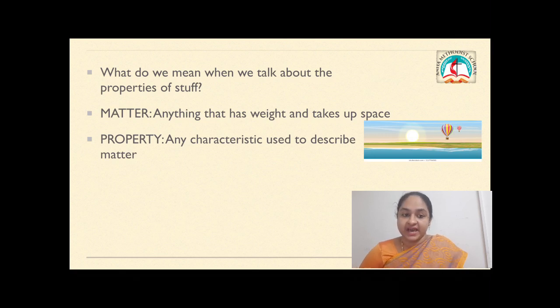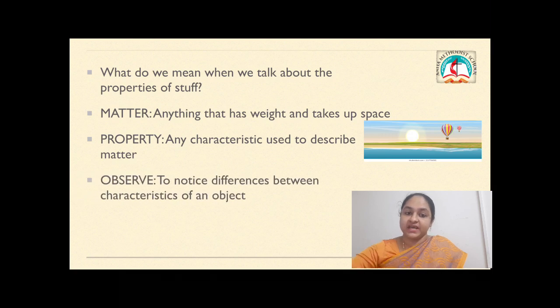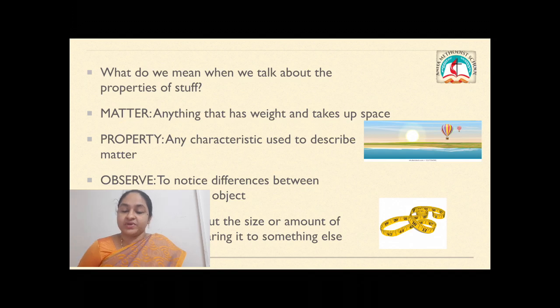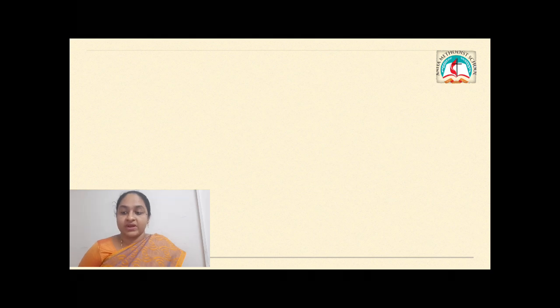Properties of matter can also be observed. This means that they have differences that are big enough to be noticed. Then what do we mean by observe? Observe is to notice differences between characteristics of an object. Properties of matter can also be measured. Measure means to find out the size or amount of something by comparing it to something else. So we use an inch tape to measure the length of clothes, or an object.